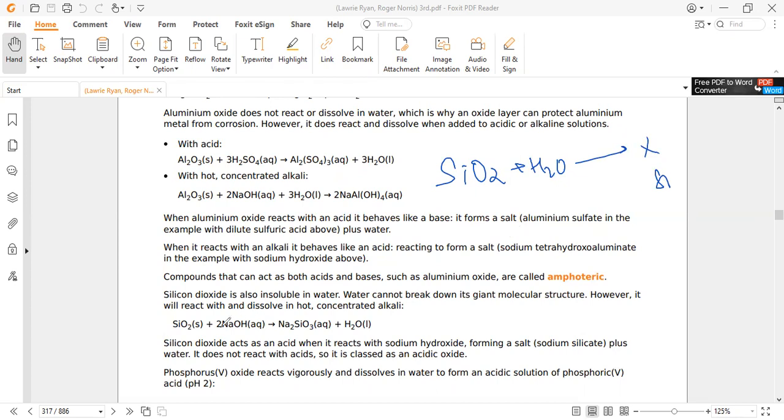So we are going to react it with sodium hydroxide because this one is an acid. So the reaction with a base produces sodium silicate, which is a raw form of glass.